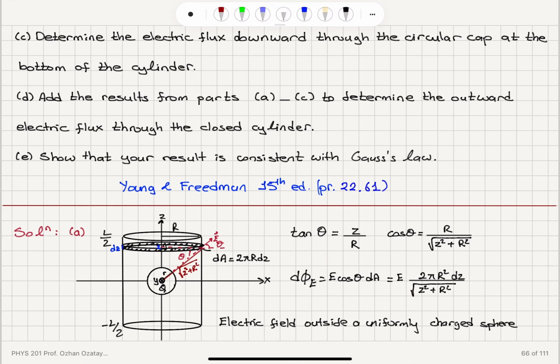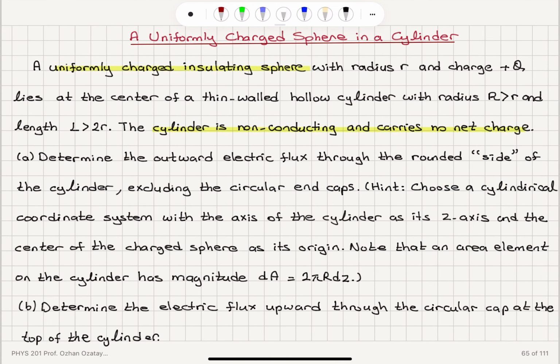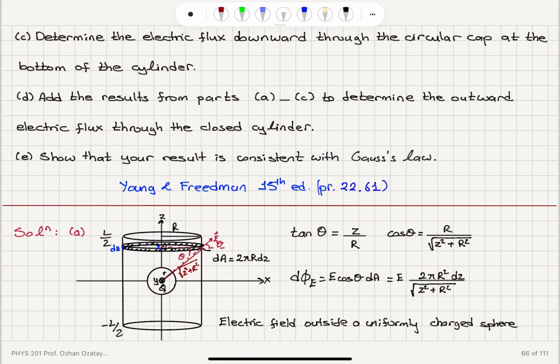Okay, so in this problem we have a uniformly charged sphere in a cylinder. The cylinder is non-conducting and carries no net charge. In part A, we want to know the outward electric flux through the rounded side of the cylinder. We want to exclude the circular end caps. And to do that, we're considering area elements with area 2πR dz.